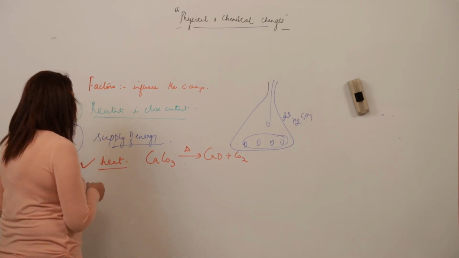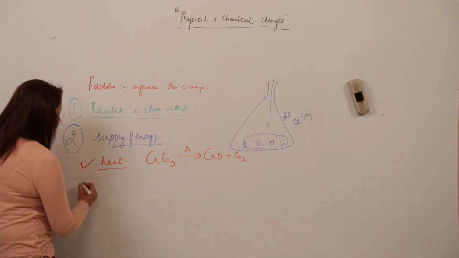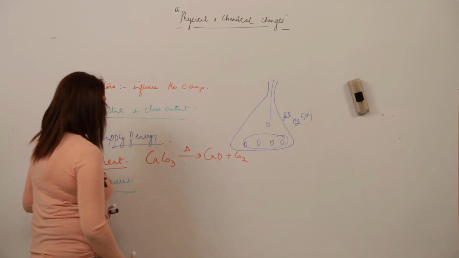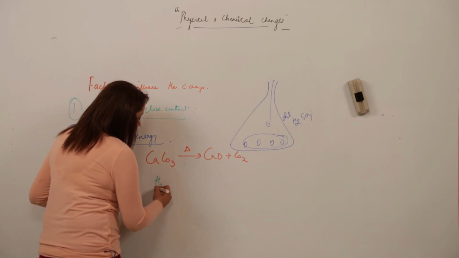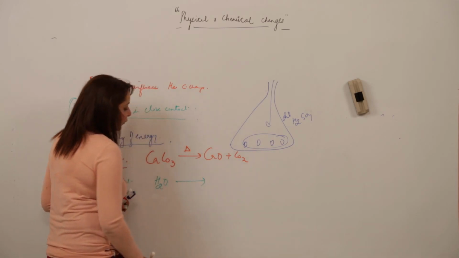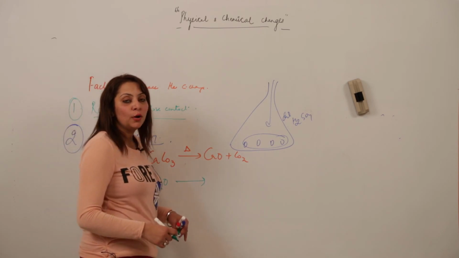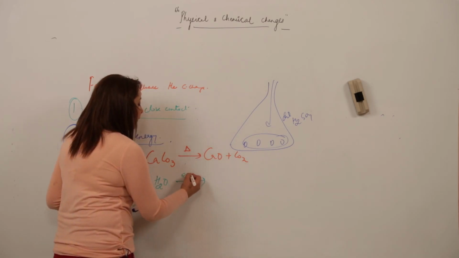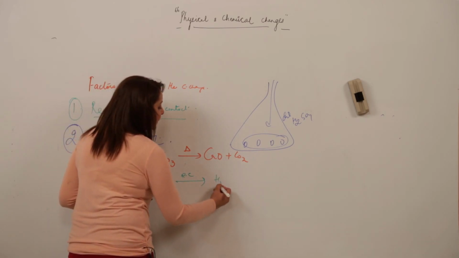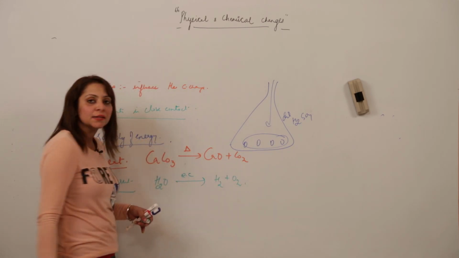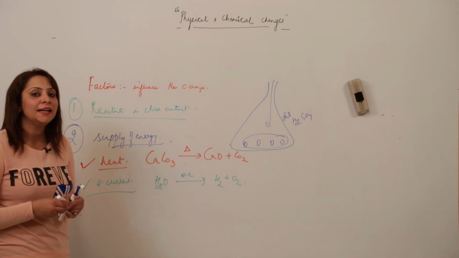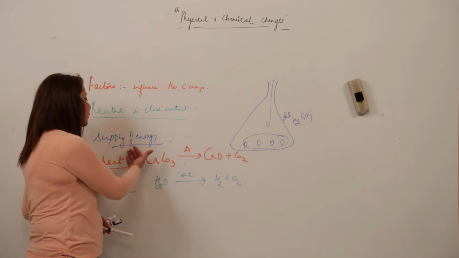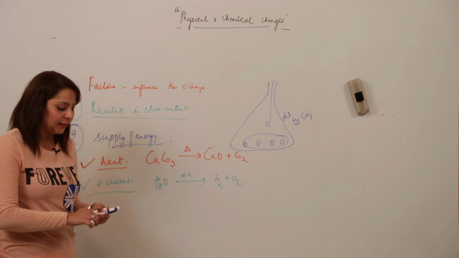Another example in which the supply of energy is in a different mode, for example, electric current. Now, the example which is striking in my mind is the breaking of H2O. Water actually is a stable compound. It does not get broken into its constituents easily. But when we supply it with electric current, it gets split into its constituents. So the splitting of water by passing electric current is obviously a chemical reaction, and it is occurring due to the supply of energy in the form of electric current.